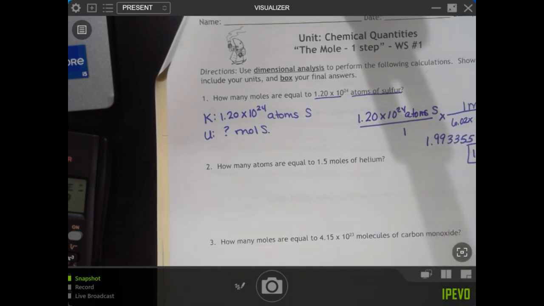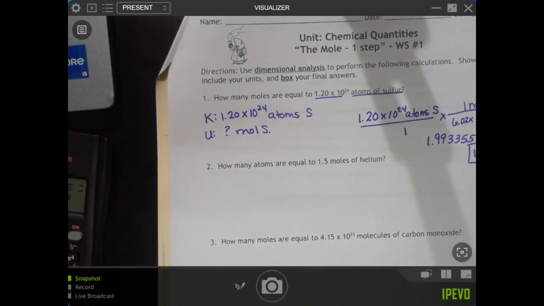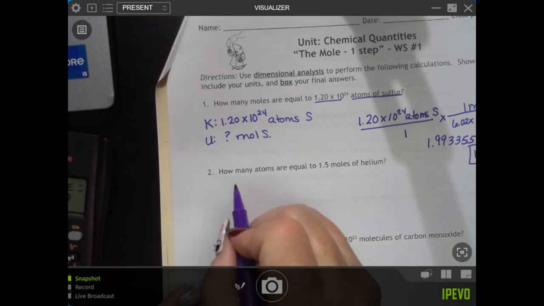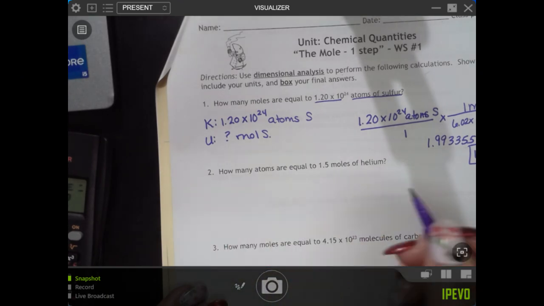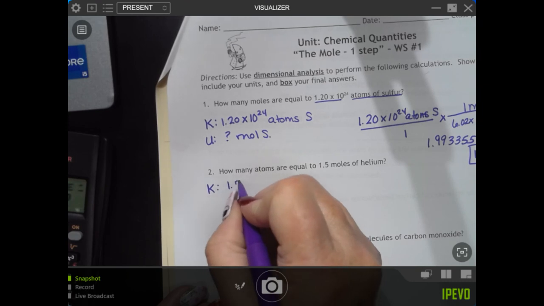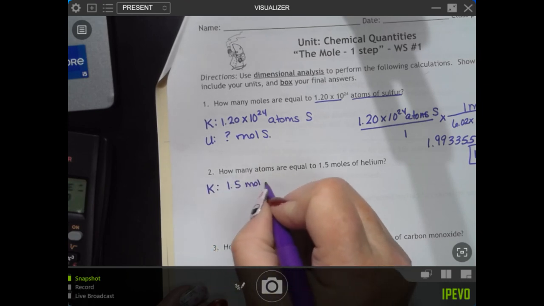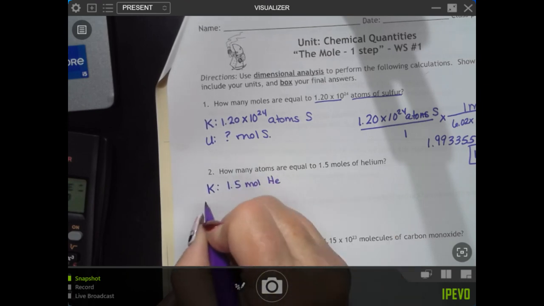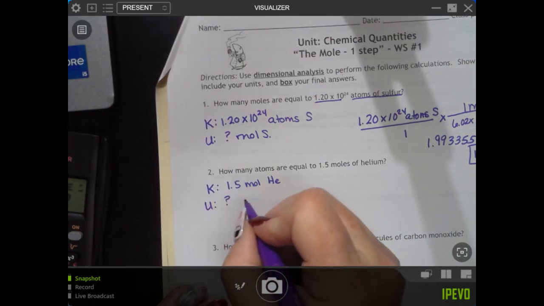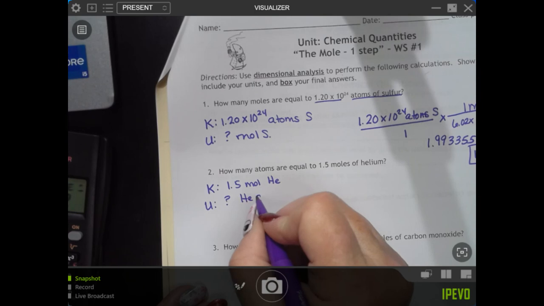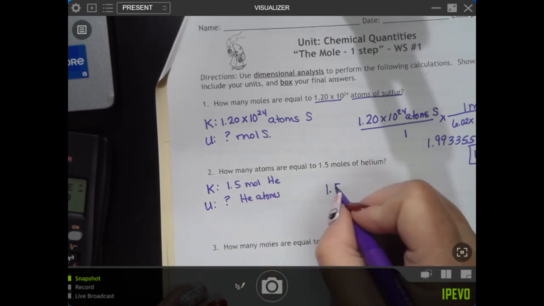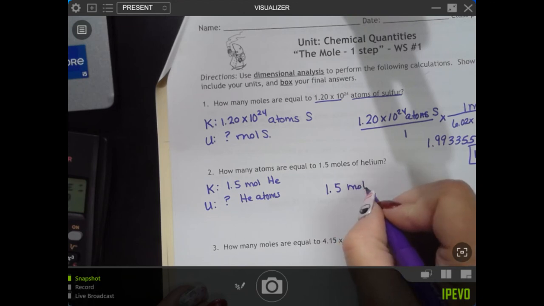I'm going to do one more example, and then I'm going to let you do the rest for homework. So, how many atoms are equal to 1.5 moles of helium? We know that we have 1.5 moles of helium. We want to know how many helium atoms. So we're going to put down our known, 1.5 moles of helium.